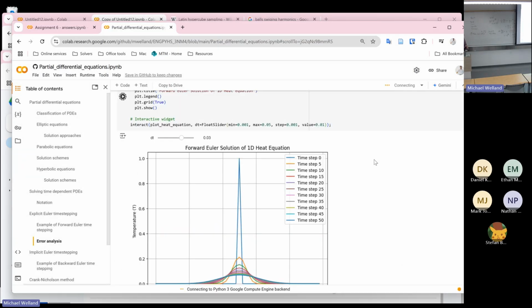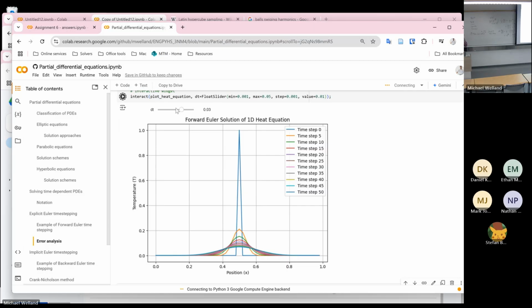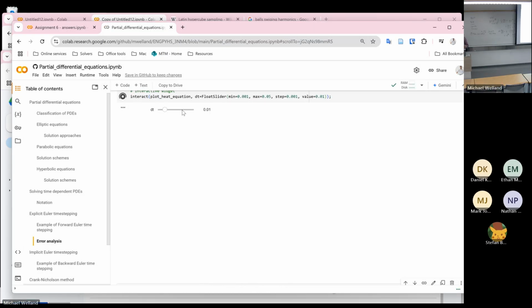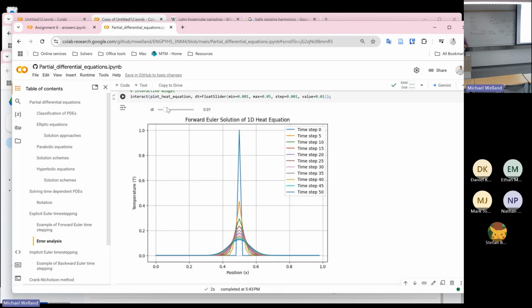Running. Okay. This is a slider that's changing the time step. So we're fixing our spatial discretization. I'm just changing the time step. That's the delta T. And we can see the result.